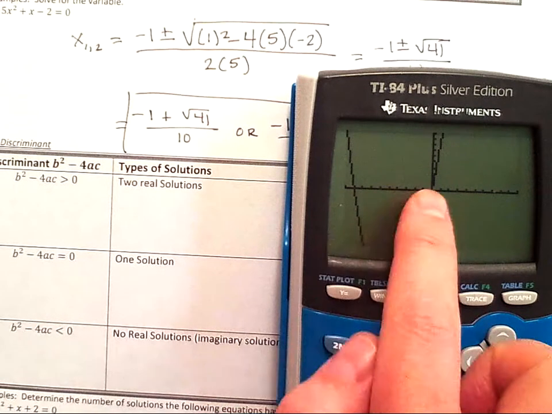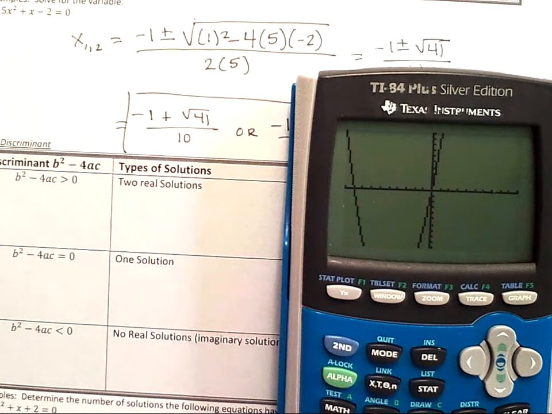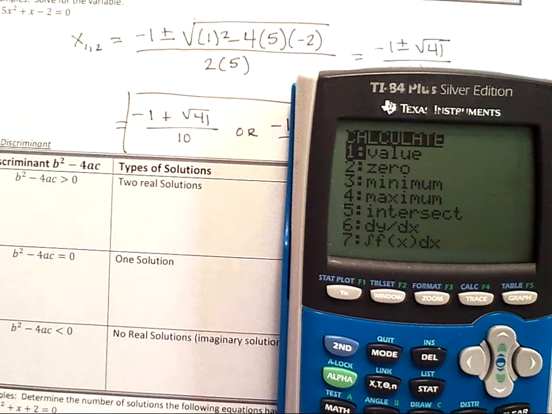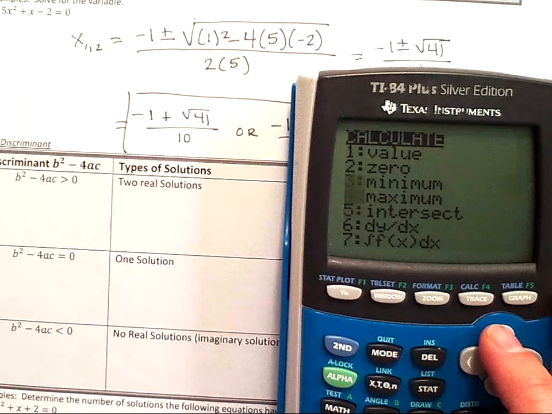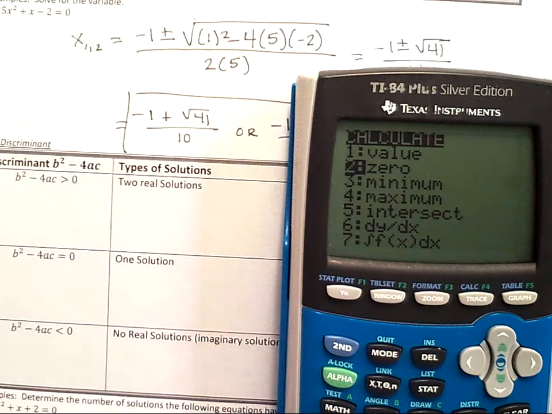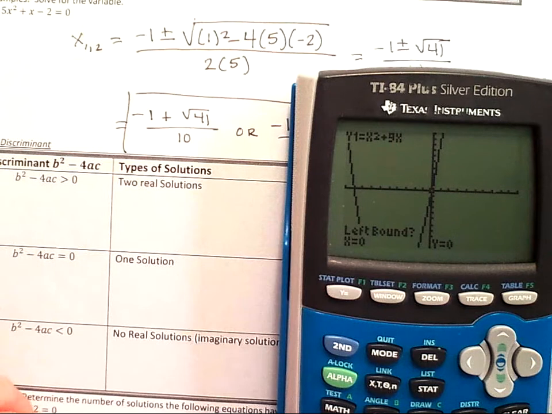Okay? How do I know what those 2 points are, though? Emily says second trace. That's where all the good stuff is. Second trace, intersect. So I'm looking at where my quadratic equation intersects the x-axis, right? Is it intersect? Or is it 0? I think it's 0. I think intersect is where, if you want to know where two functions cross. So 0, so then it says left bound, right?